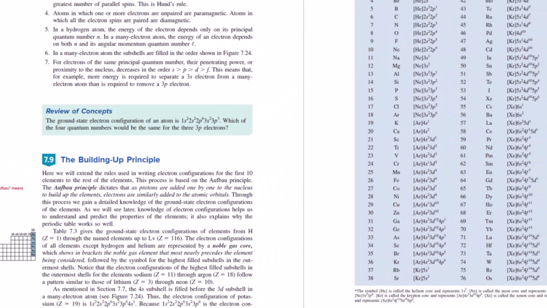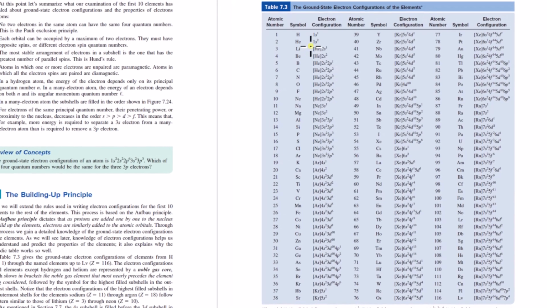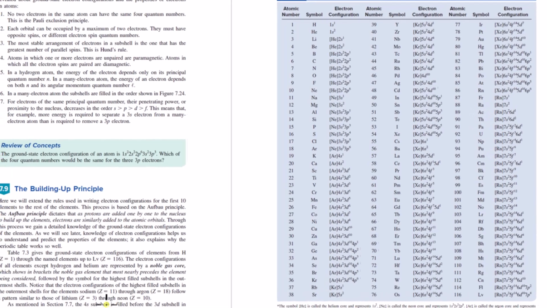All right. So they talk about these noble gas cores. You use these noble gas cores so you don't have to write out the full configuration. You could just say, okay, you've got the helium electron configuration, and then you continue on from there. It's not always helium, it's the nearest noble gas. You see neon, argon, here's radon.